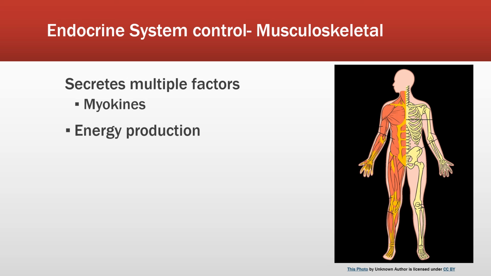The musculoskeletal system functions as an endocrine organ in that it secretes multiple factors. They are muscular-derived factors that are known as myokines. Myokines have a beneficial effect on peripheral and remote organs, as well as contribute to the functions of remote organs. The musculoskeletal system also influences the whole body's energy production.